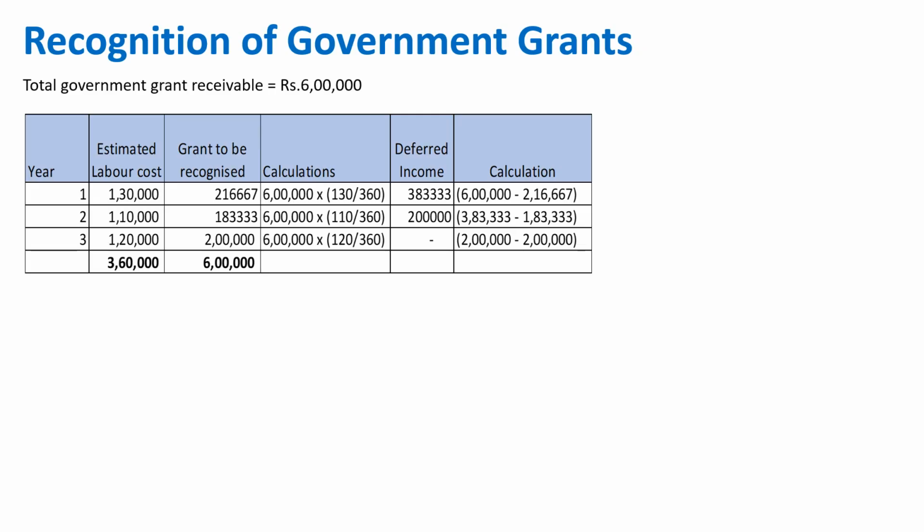In the first year, what is the deferred income? The deferred income is 3,83,333. Okay, because out of 6 lakh you are recognizing 2,16,667. So the balance is deferred income. Now let's see the journal entry.